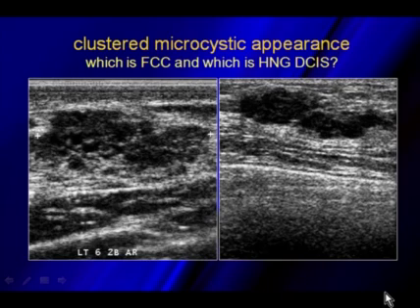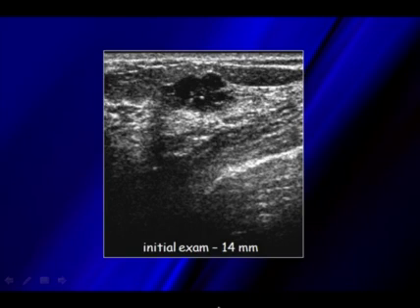Now, if we look at these clustered microcysts, their appearance can be very similar to high nuclear grade DCIS. So one of these is fibrocystic change, one of them is high nuclear grade DCIS. And I'll show you in just a minute which one is which. This was a patient that came in for a breast ultrasound. Indication was a palpable lump.